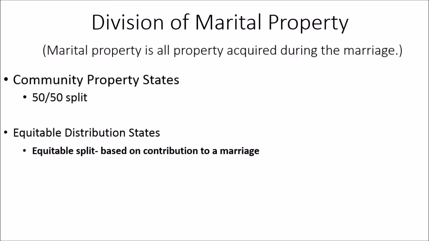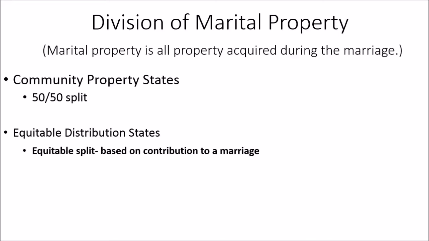Any property that was acquired before the marriage, for example, an inheritance or bank accounts or some other asset that either spouse has before they get married, is considered separate property. And we call that separate property whether you are in a community property state or an equitable distribution state. Now, how we divide up marital property varies among the different states.